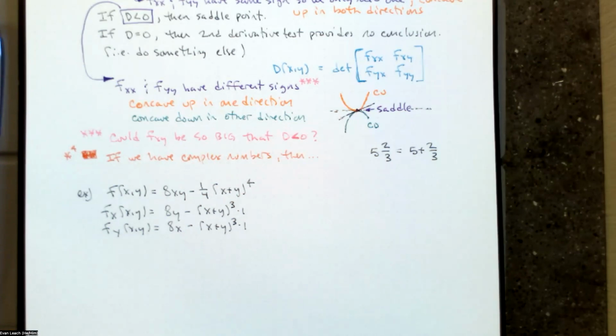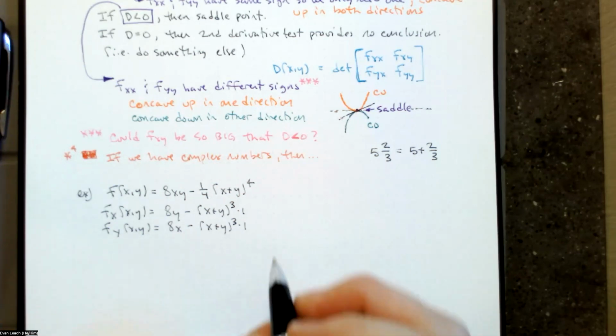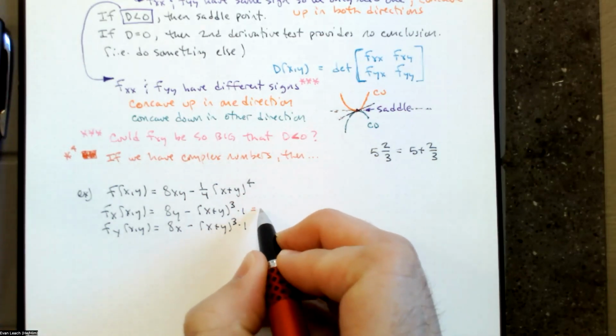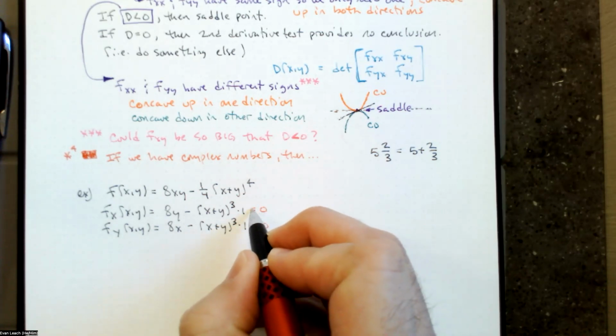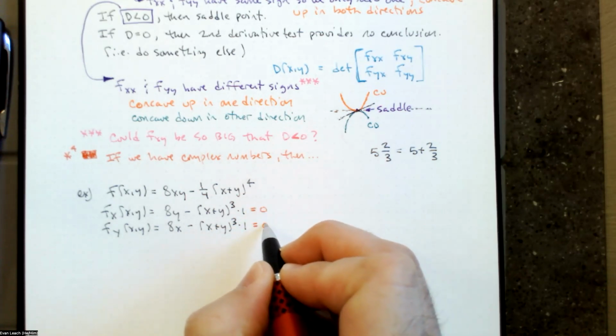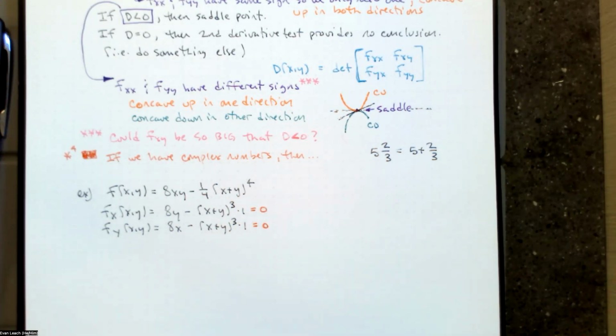So our strategy is to take these two first partials, set them equal to 0 to solve the resulting system of equations. So this equals 0, this equals 0. And everybody equals 0. Our system of equations.